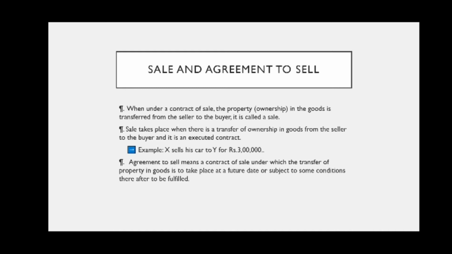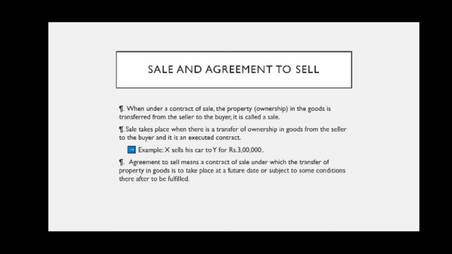Agreement to sell means a contract of sale under which the transfer of property in goods is to take place at a future date or subject to some conditions thereafter to be fulfilled. Generally, sale means transfer of property from one person to another in consideration of the price paid or promise of another valuable consideration.